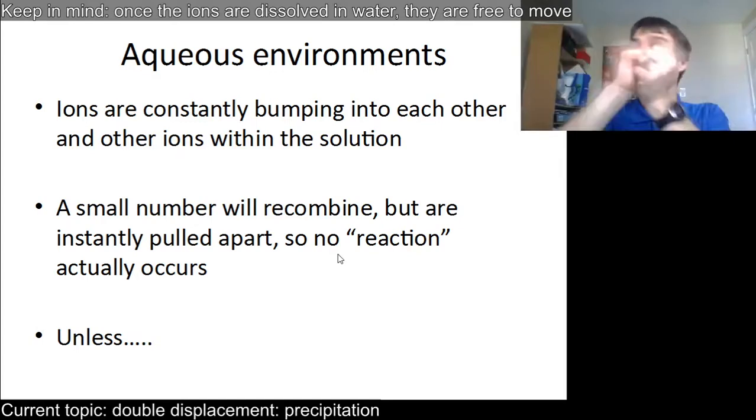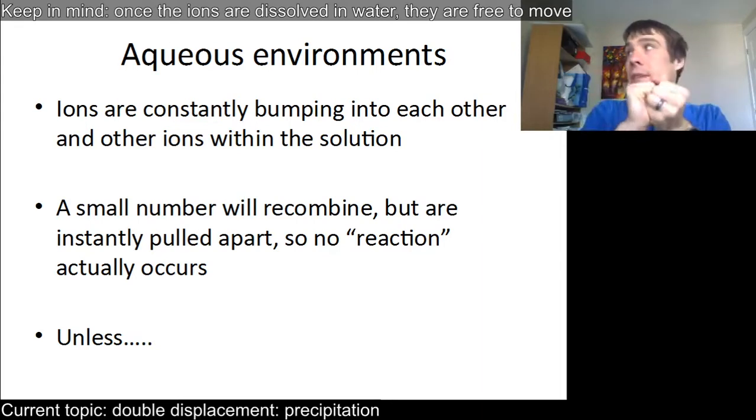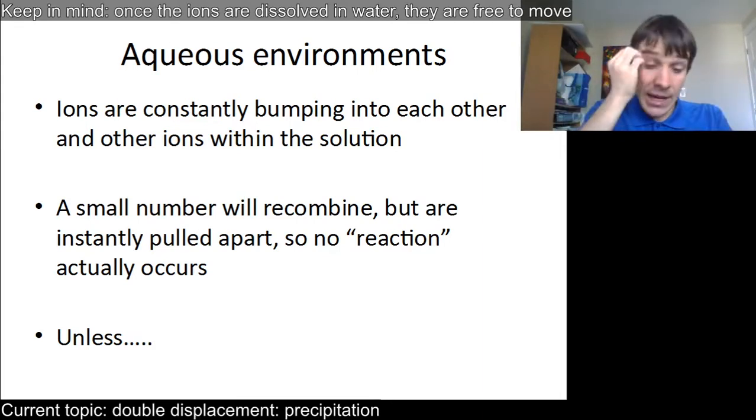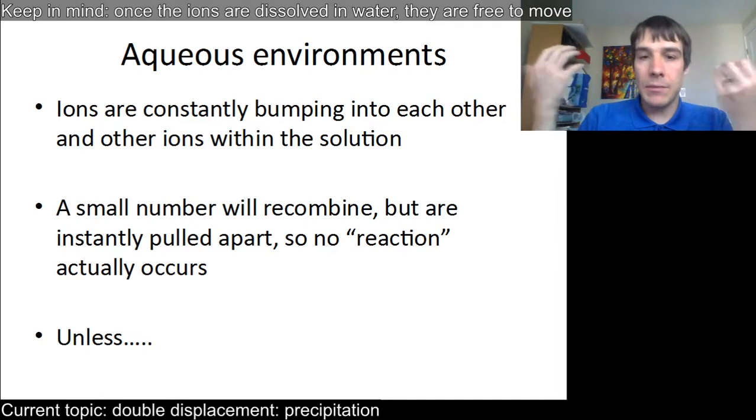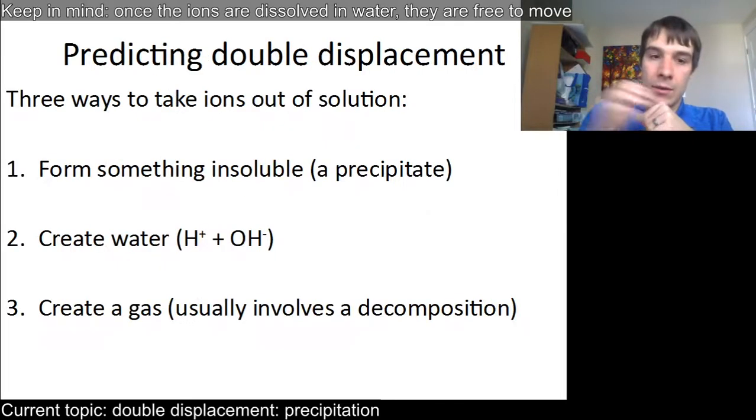Unless 2 of those ions can come together and form something the water can't pull apart. If the 2 ions come together and make something the water is too weak to pull apart, that might be one thing that happens. Or they might come together and make water, and then water won't pull it apart because it's water. Or, you might make a gas. So these are the 3 ways to get things out of solution.